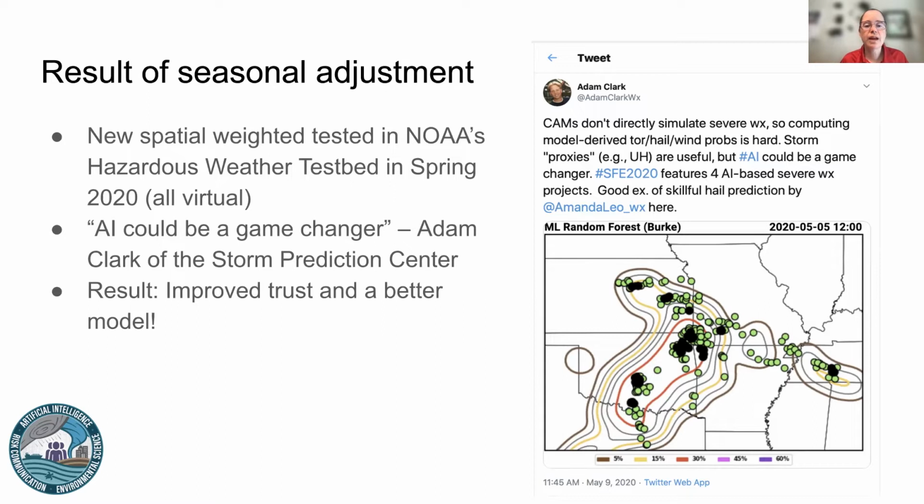We really liked that. The result of multiple years of testing is that we have improved trust in our model by the forecasters and a better model overall, because we paid attention to what they needed, which was that they needed the probabilities to match what they expected, and we needed to pay attention to the seasonality. By working hand in hand with those forecasters and by adjusting for the biases in the underlying data, we provided a better model. Next slide.